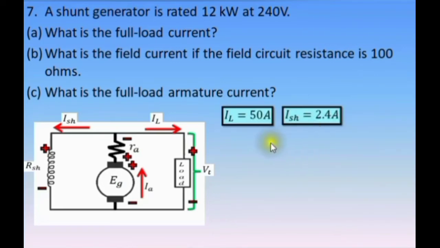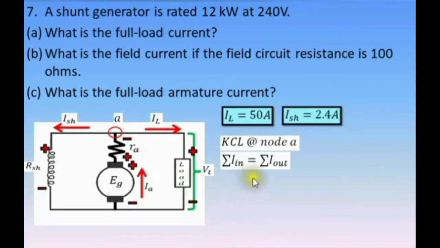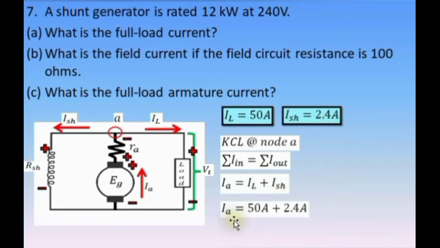Now that we have these values, we can determine the full load armature current. Again, from this node, say node A, Kirchhoff's current law at node A, we have summation of current in equals summation of current out. Current IA is entering this node and currents IL and ISH are exiting this node. That's why we have IA equals IL plus ISH. IL is 50 amperes and ISH is 2.4. Substitute these values. We have 50 amperes plus 2.4 amperes. The answer is armature current is equal to 52.4 amperes.